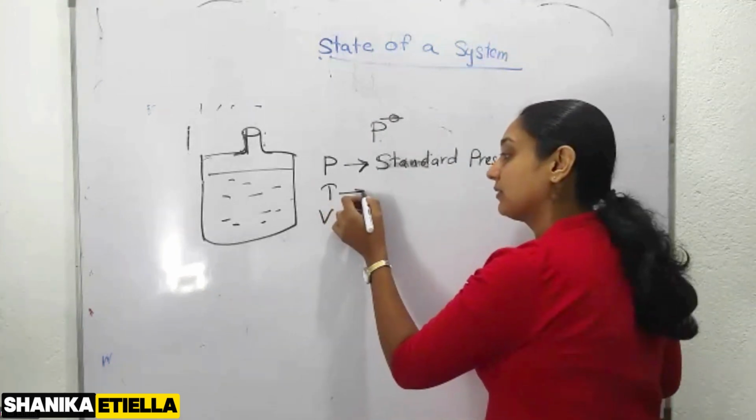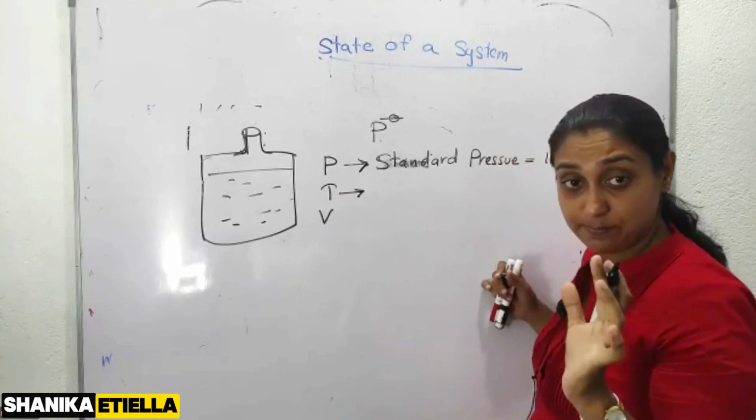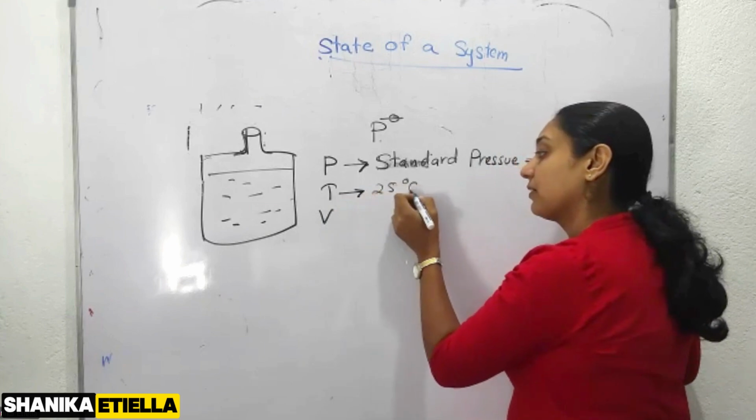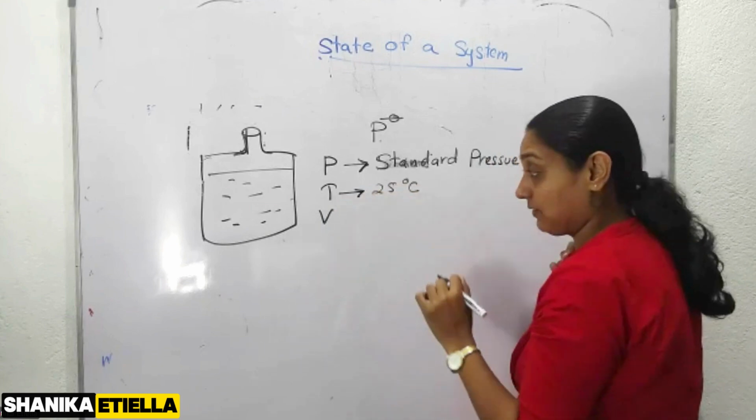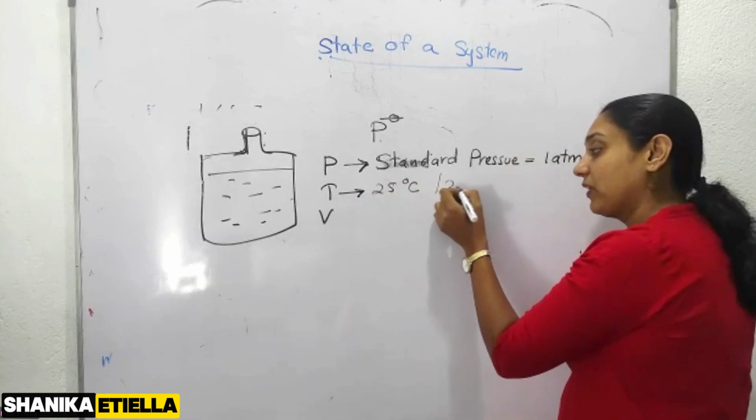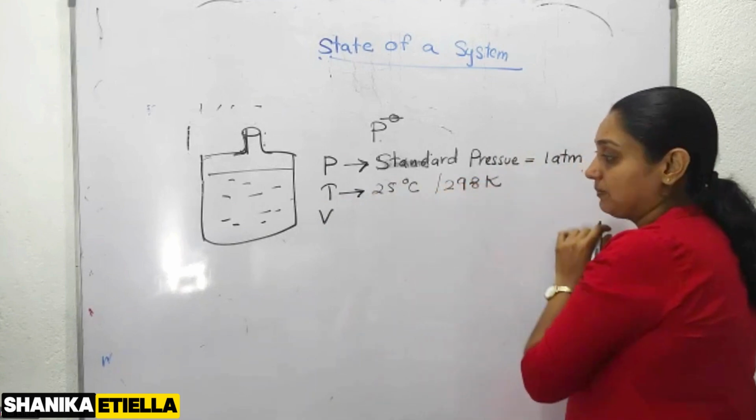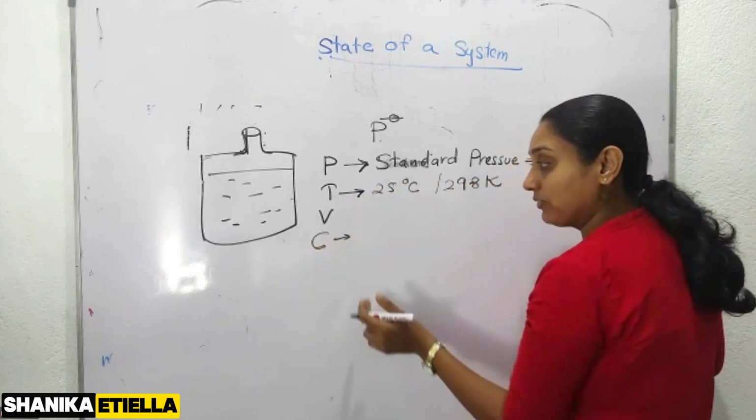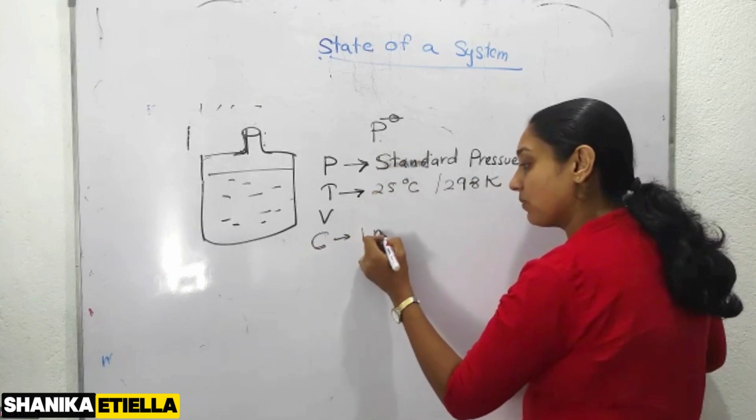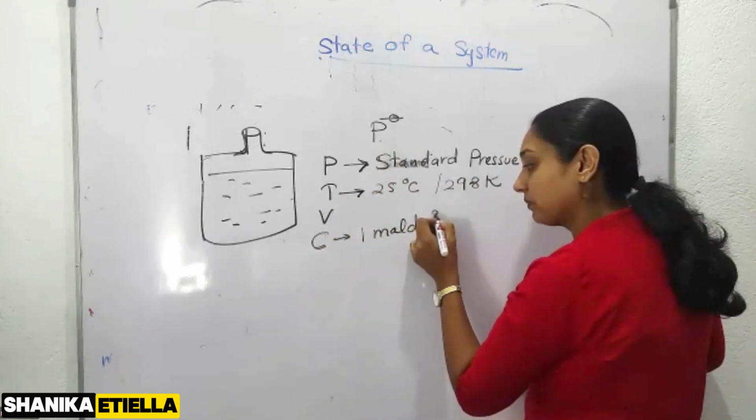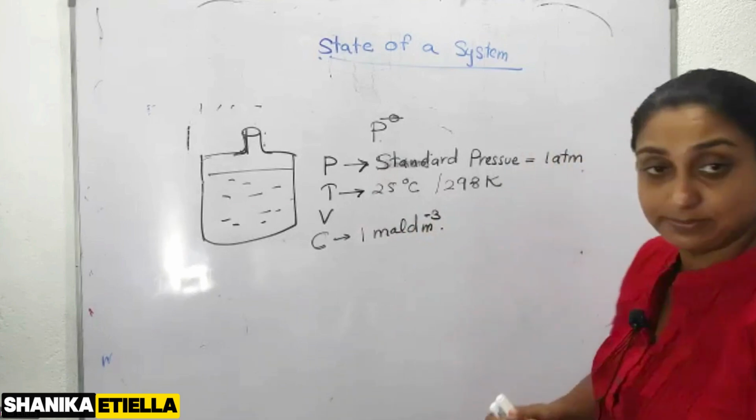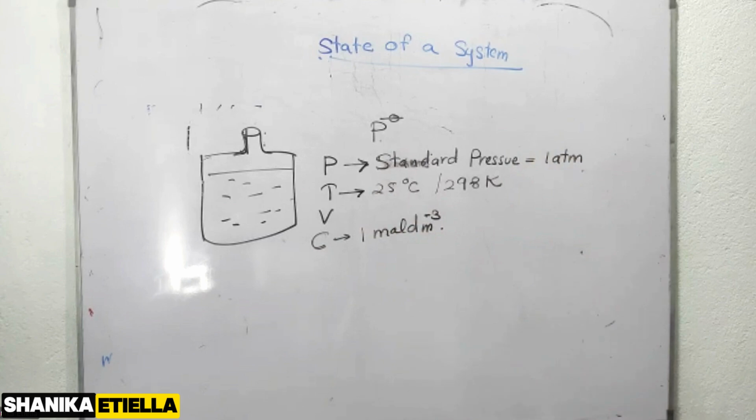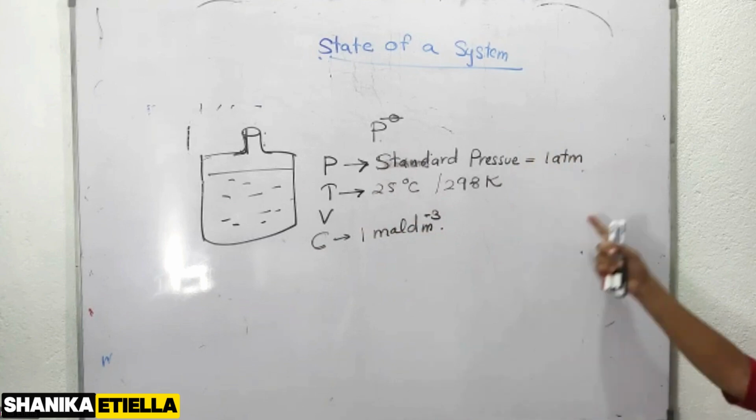Right, the temperature. Normally we don't have a standard temperature value for the system, but we normally use 25 Celsius. It's not a standard value, but a specified value: 25 Celsius or 298 Kelvin. For concentration, if we need a solution, we use a standard solution of 1 mole per cubic decimeter. Now write this down so you understand what it is.